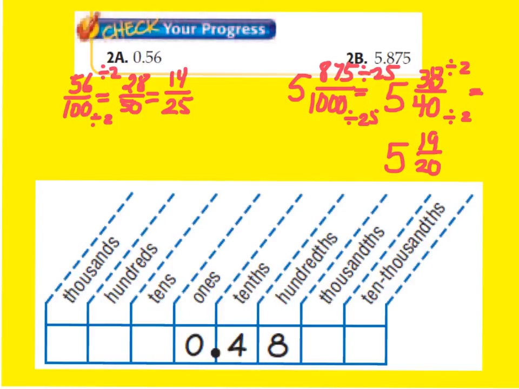For the first one, we end up with 56 over 100, which is 14/25. And then for the second one, 5 and 875 thousandths. Might have taken you a few more steps, but that's okay. We should have all ended up at 5 and 19/20.